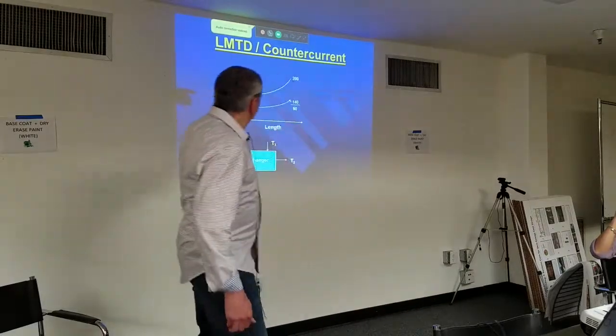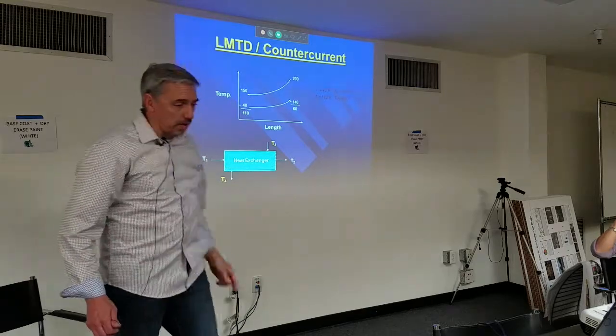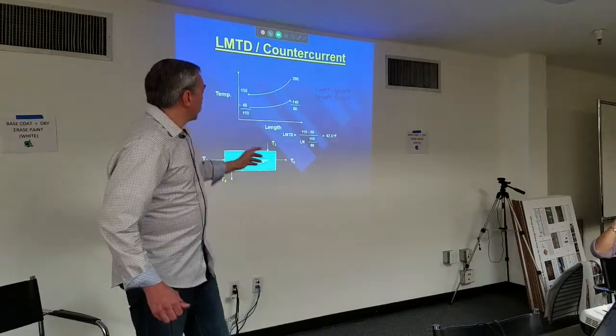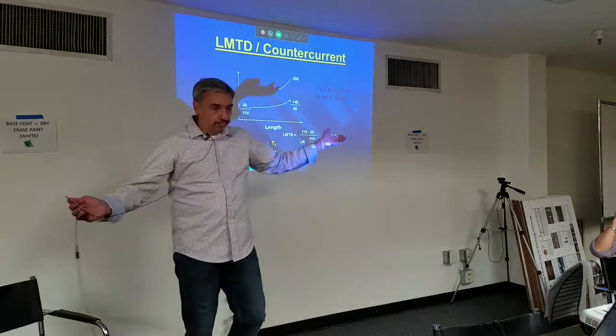We get our differences, which is 110 and 60. So 200 minus 140, 150 minus 40. We plug that into our formula. We get an LMTD on this particular application of 82.5 degrees. So that's pretty cool, right?